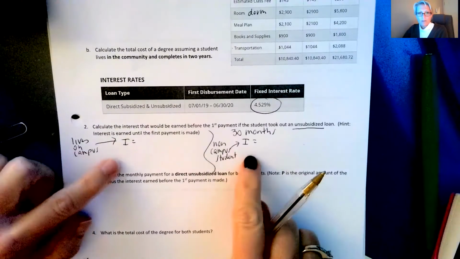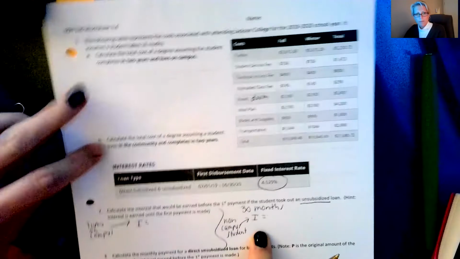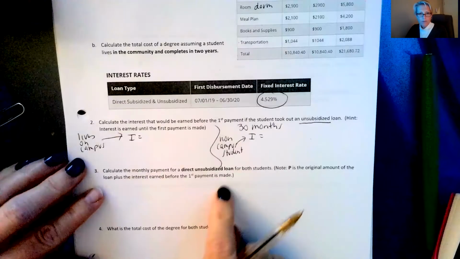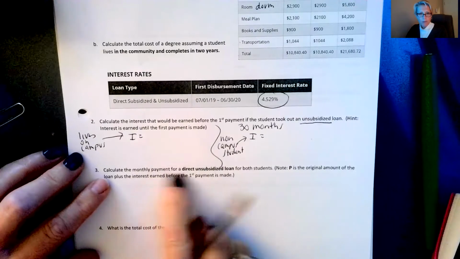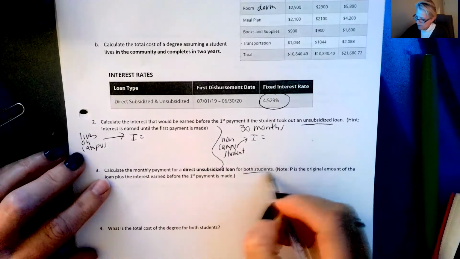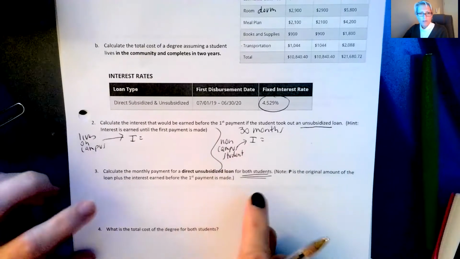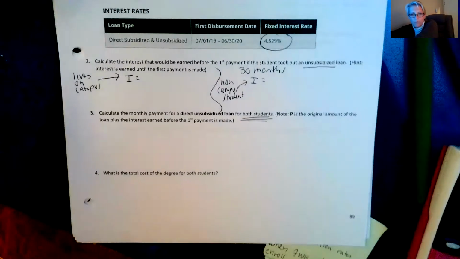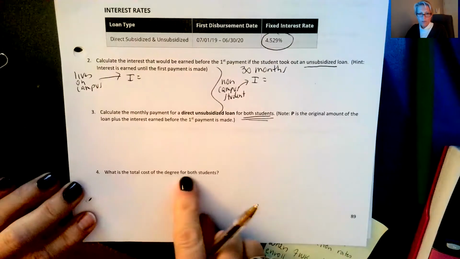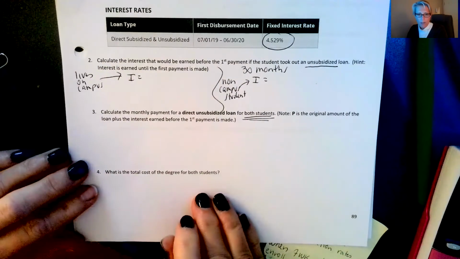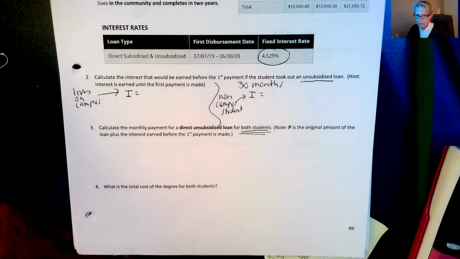Once you find the interest for both students from part A and B from 1, you're going to use that interest and the cost to go to college to figure out their monthly payment, for both students. So you're going to have 2 values of interest in part 2, and 2 values of a monthly payment in part 3. Then, what is the total cost of the degree for both students? We did a total cost of the degree in the workbook, so go back and make sure you're using your course pack to work alongside you.